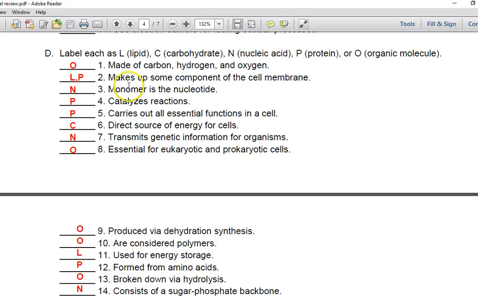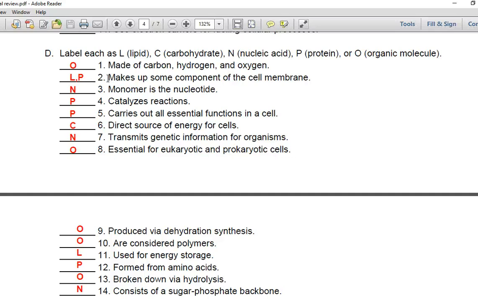All right, the last section of this is identifying lipids, carbohydrates, nucleic acids, proteins, or organic molecules. So statement 1, made of hydrogen, oxygen, and carbon would be O, organic molecule. So for number 2, L and P are going to make up some component of the cell membrane. Number 3 would be N, monomers, the nucleotide. Number 4, P, protein catalyzed reactions, specifically enzymes. Number 5 would be P for protein, carries out all essential functions in a cell.